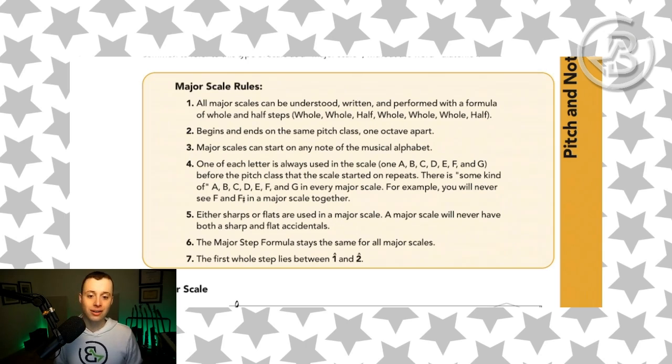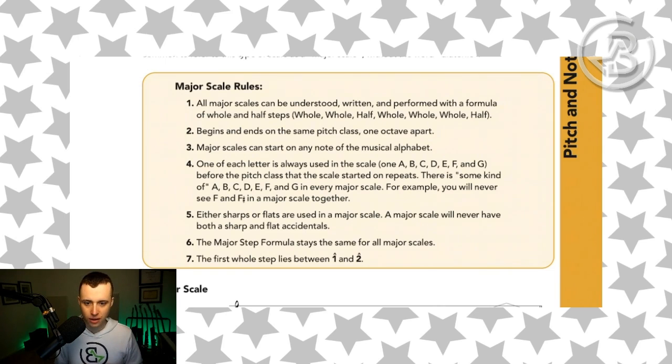Major scales can start on any note of the full musical alphabet. But for this book, we're just going to be focusing on C and G for our major scales. Now, one of each letter is always used in a major scale. So you're always going to have one A, one B, one C, one D, one E, one F, and one G, with, of course, whatever note you start on repeating itself at the end, one octave higher or lower if it's a descending scale.